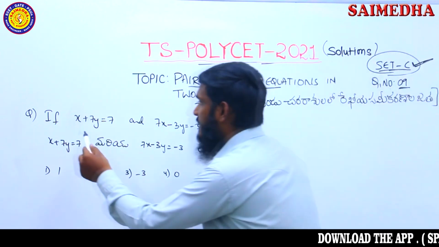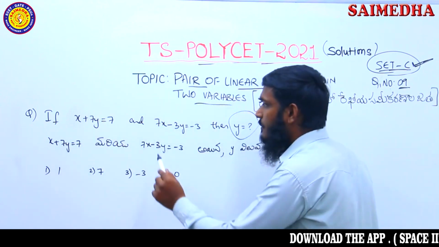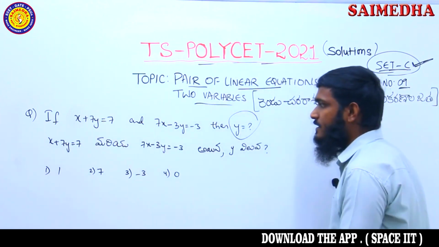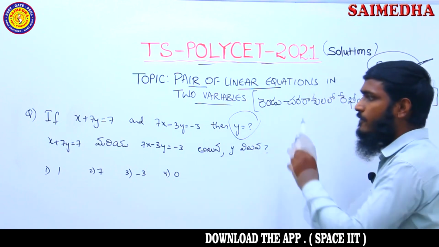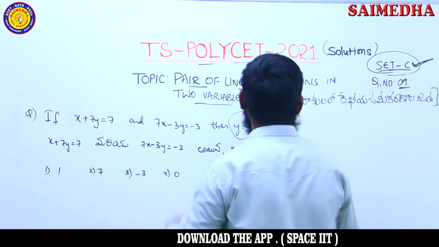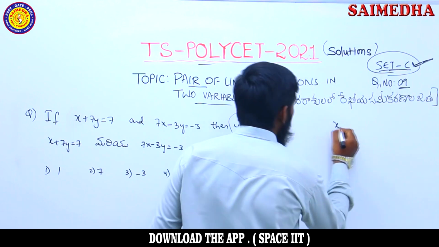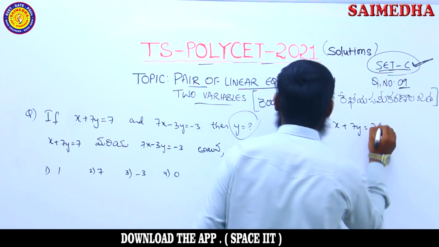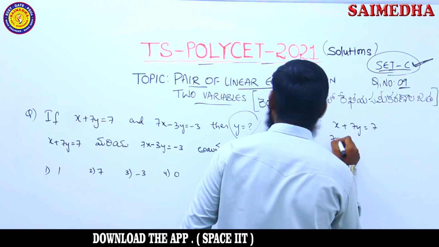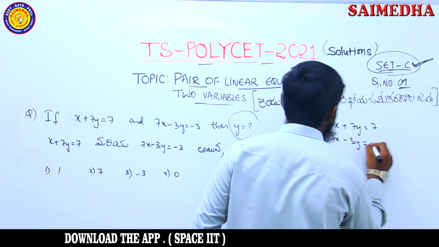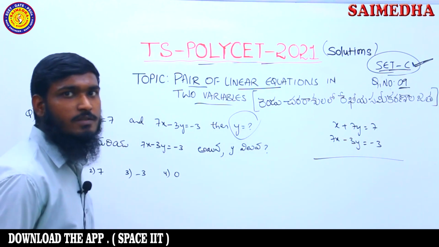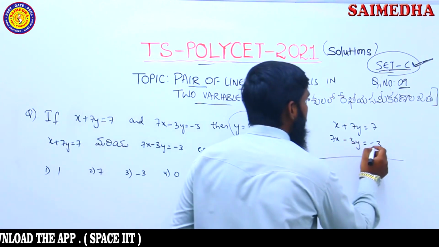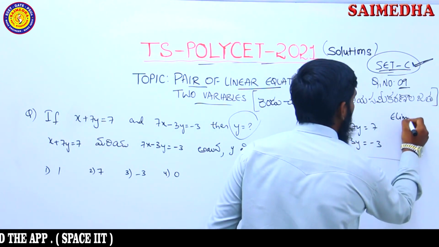What it means: x plus 7y is equals to 7 and 7x minus 3y is equals to minus 3, then we have to find the value of y. So let us write the equations first. Our first equation is x plus 7y equals to 7, and 7x minus 3y equals to minus 3. So we have to solve these two equations. Again, we can use the elimination method over here.